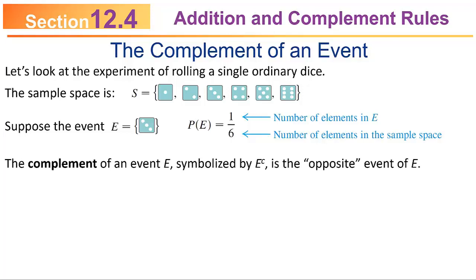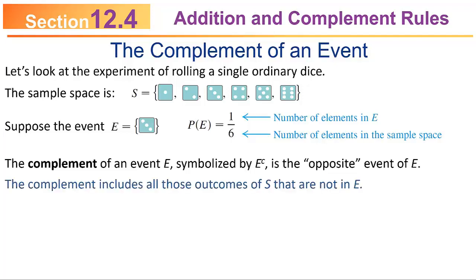The complement of that event, and we're going to use the notation E with the superscript C. Some texts use E with an accent symbol like we used back when we talked about regular set operations, but if you see it either way, it means the same thing. It's sort of, in a sense, the opposite of the event. So if you're looking for an outcome, the complement is everything except that outcome.